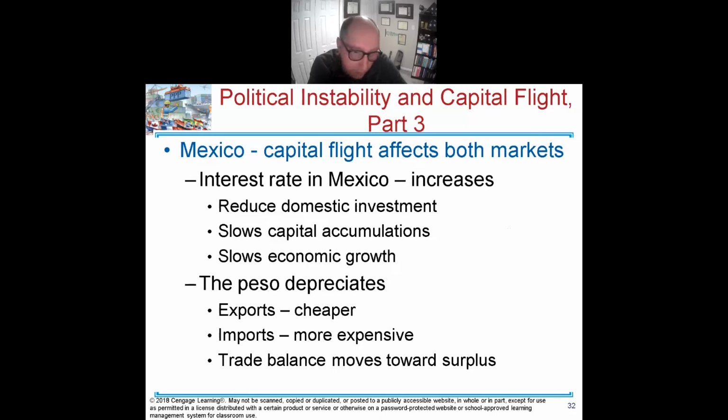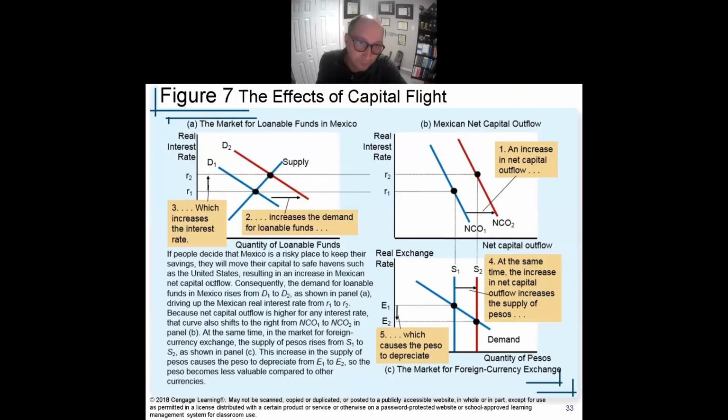What happened to the peso? The peso devalued at the time. It was really, really cheap. It's still pretty inexpensive, but it's a lot more stable than it used to be. Exports became cheaper and imports became more expensive for Mexico. So Mexico had more of a trade surplus at the time. These are the impacts of what happened with the loanable funds, net capital outflow, and the exchange rates in Mexico at that time.